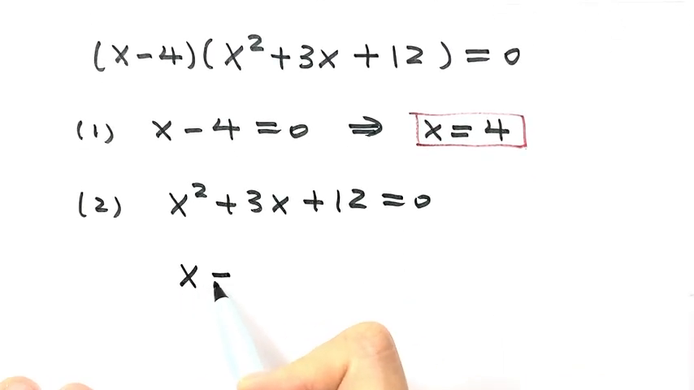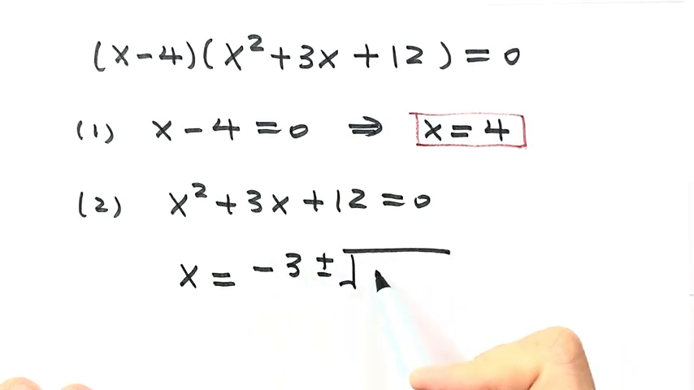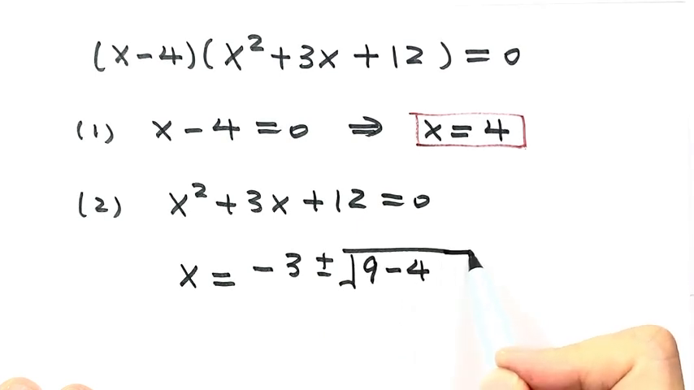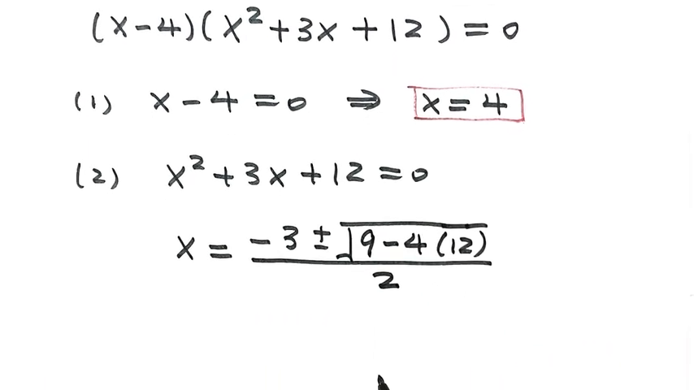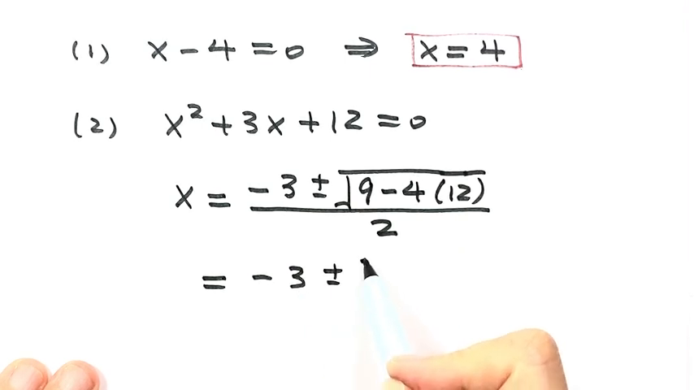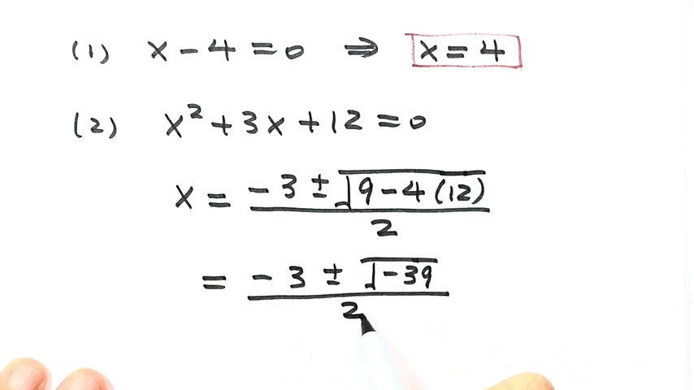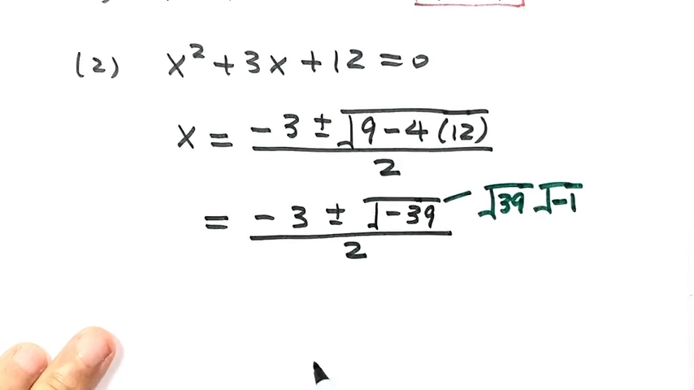Then use the quadratic formula. Just negative b plus minus square root b squared minus 4ac. C is 12. Divided by 2. Then simplify the inside part. That's a negative 39 inside the square root. Then negative 39 under the square root, we can put as the square root of 39, times the square root of negative 1. Then square root of negative 1, just i.